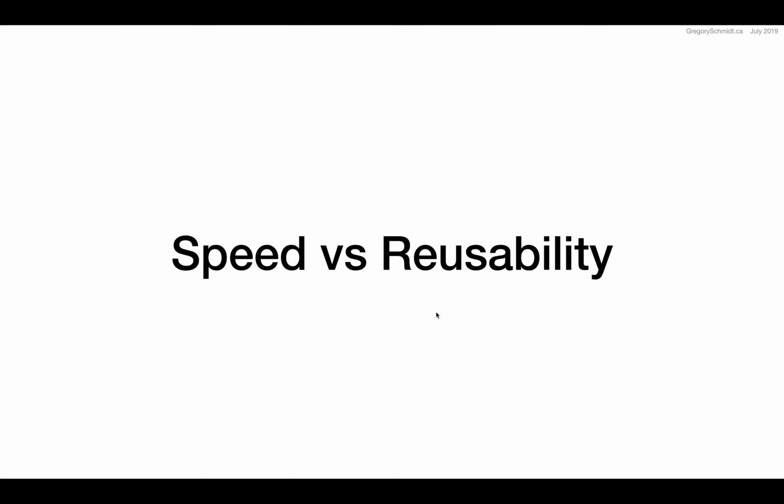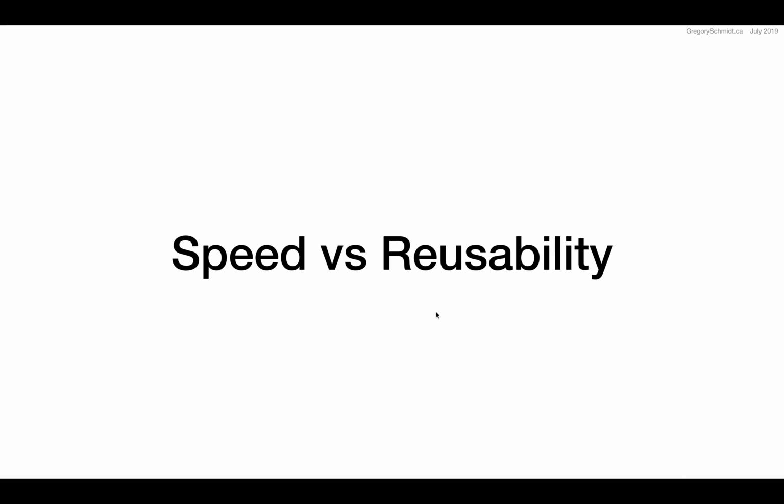Over the last few months, I've been part of a conversation about the trade-offs between speed and reusability. And I would like to present a very simple 2x2 grid showing this concept, and I think it's helpful in a lot of domains, even outside of software development.